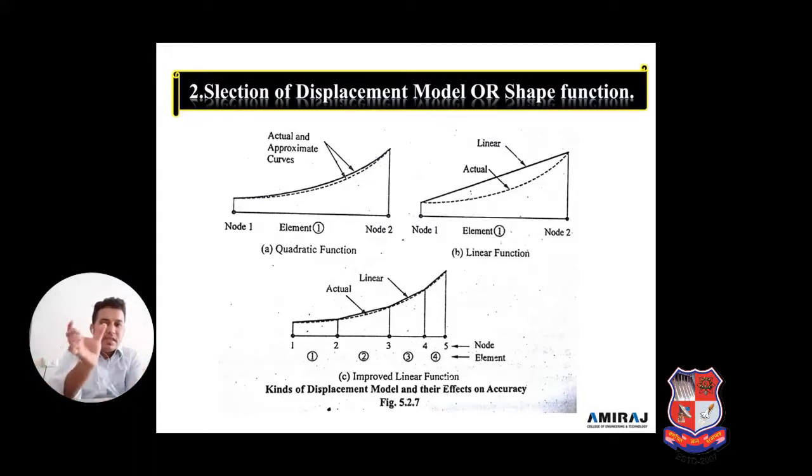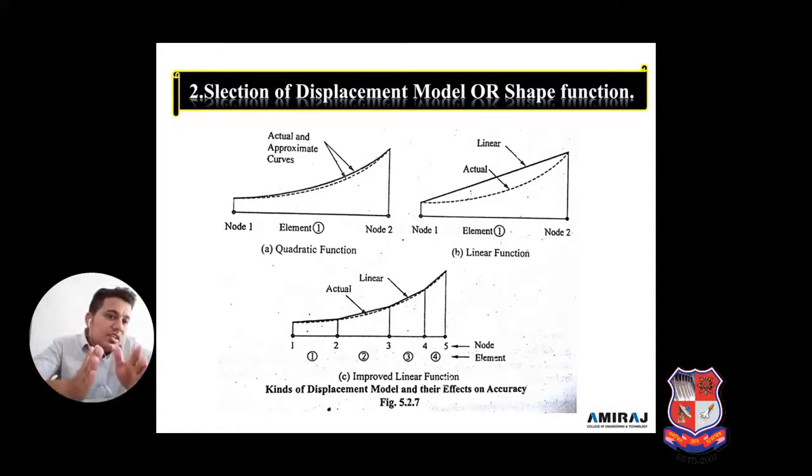Now as per the 3 element, we are considering only one element out of them and identifying the proper result. As per figure A, there is a quadrilateral function and a second one, the linear function. If we take a linear function, then the actual line and the linear line have a difference in between. So if we want to reduce this kind of error, then we again distribute the single linear function into the improved linear function.